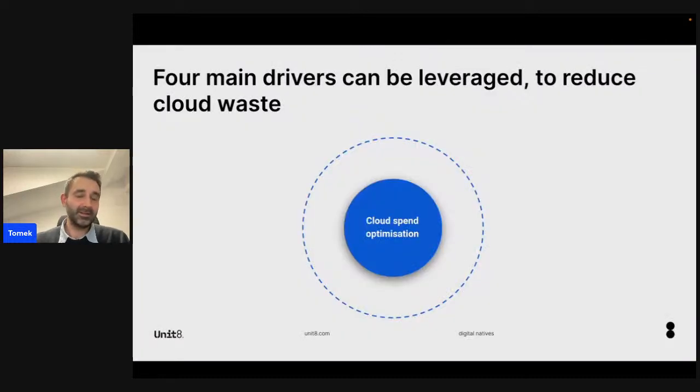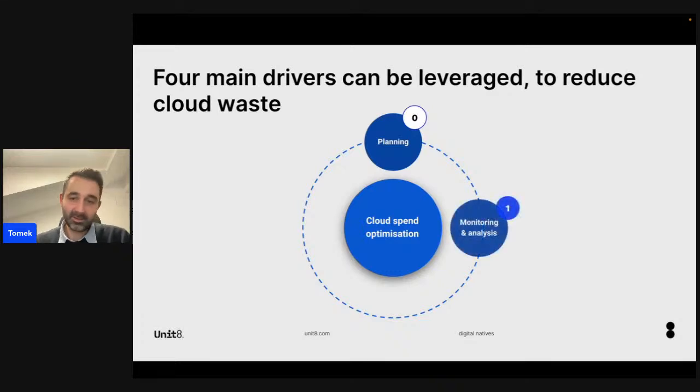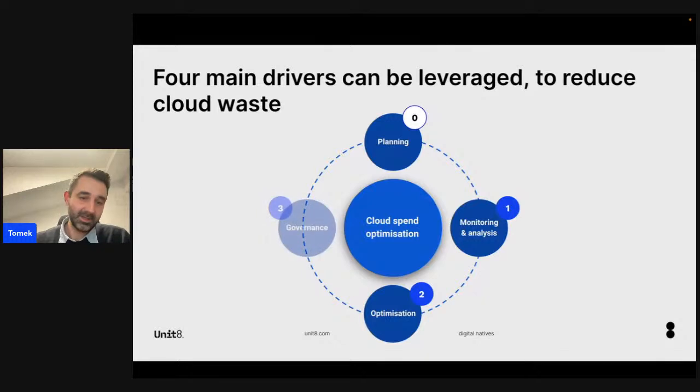Let's start with the high-level picture. We believe that controlling and reducing the cost of a cloud data platform is a continuous process with four main interconnected areas. There is planning, there is monitoring and analysis of the cost data, there is actually optimization, and there is governance and culture and people. And we also think that the whole process is not only about technology, it's also very much about people and the culture in the organization.